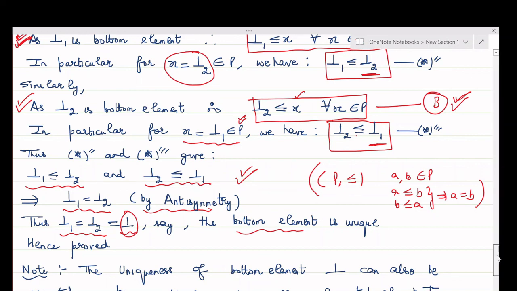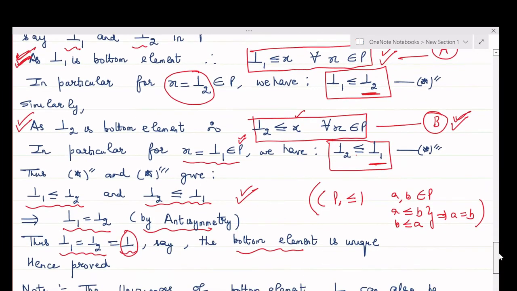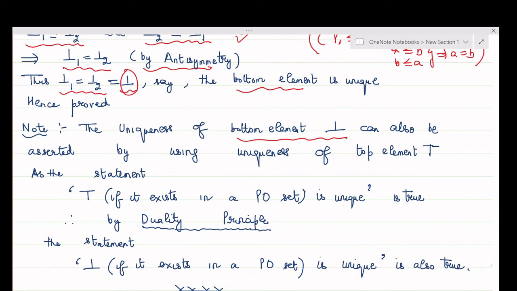Although we have proved the uniqueness of the bottom element inverted T by giving a proof in this particular note, the uniqueness of the bottom element inverted T can also be established by using the uniqueness of the top element capital T, because we have already shown that the top element capital T is unique. This statement is already true, that capital T, the top element, if it exists in a PO set, then it is unique. It has already been proved.